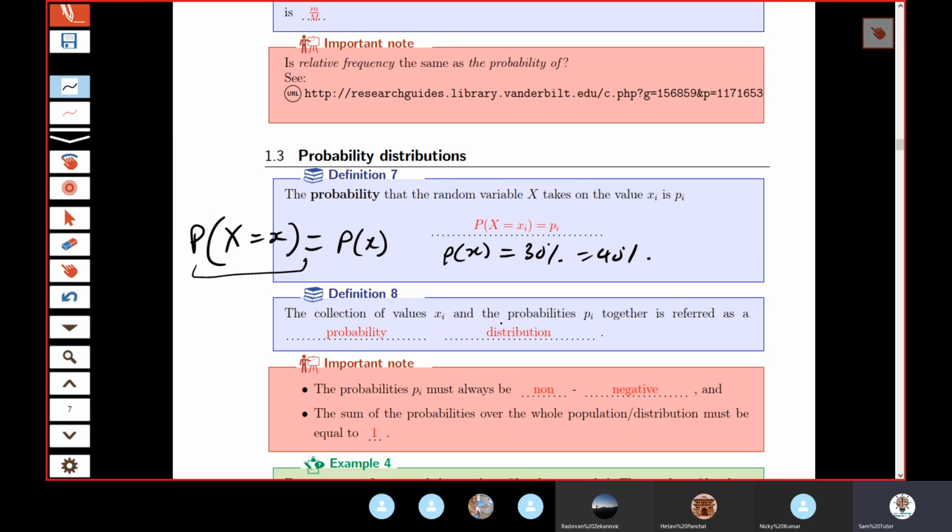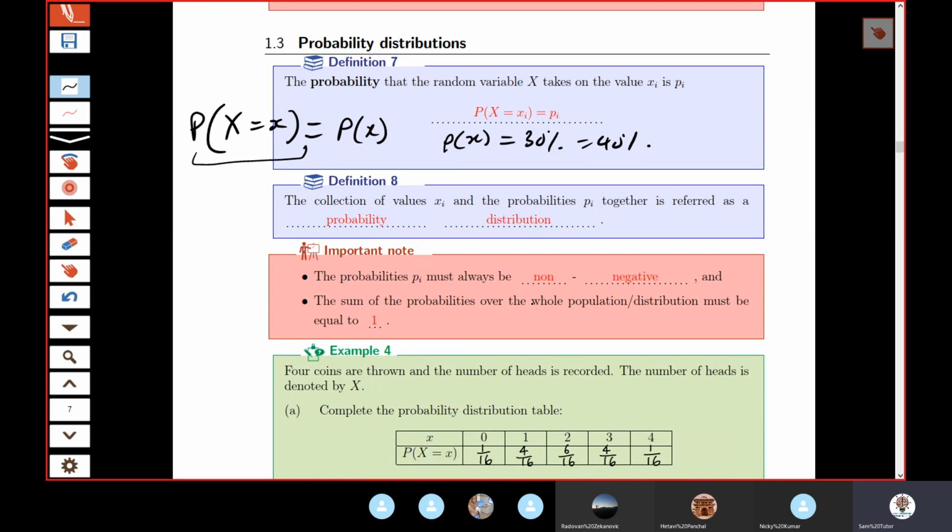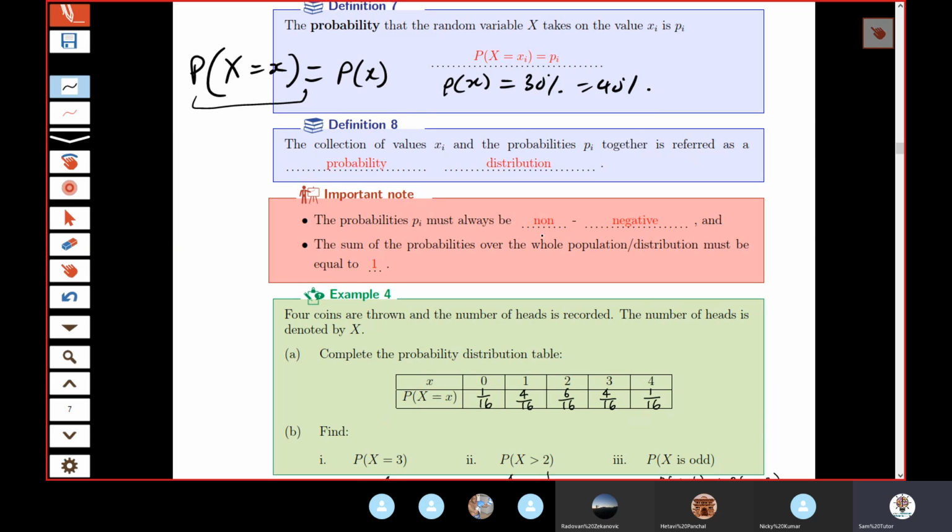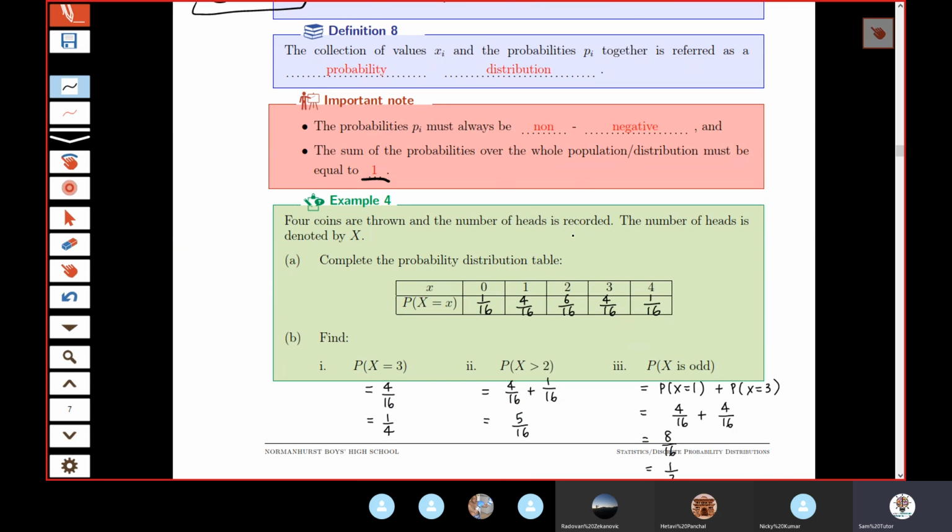The collection of values and probabilities together is referred to as the probability distribution. The probabilities must always be non-negative. I think we know that. And the sum of all probabilities must be equal to 1. Again, something we know. This is how your probability distribution tables will look.